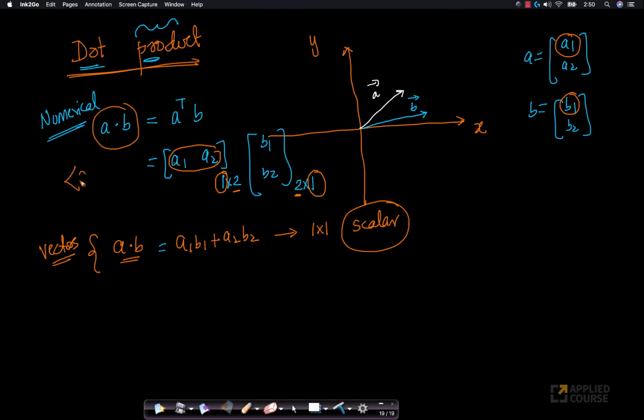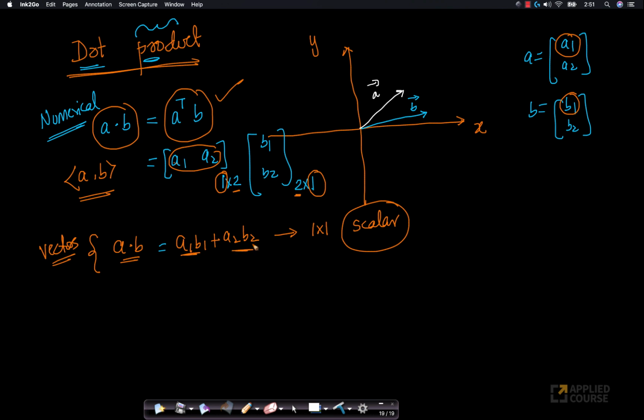In some books you'll also see this notation of A comma B to represent the dot product. This is also one way that some mathematicians and physicists write to represent the dot product between two vectors. They all are the same. In a nutshell, the dot product between two vectors is component wise multiplication followed by addition.